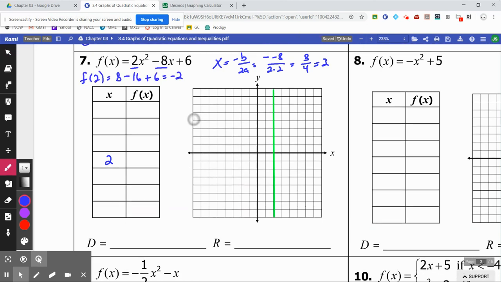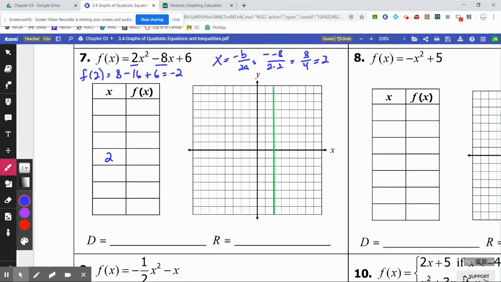And when I do, I get 8 minus 16 plus 6, which is a negative 2. So my vertex is located at (2, negative 2), which again, notice is on your axis of symmetry. Pick values on each side. You can do 3, 4, and 5. Notice I went up 1, so let's go down 1 for the other side, and we should see the symmetry. When I plug in 3, 4, 5, I get 0, 6, and 16.